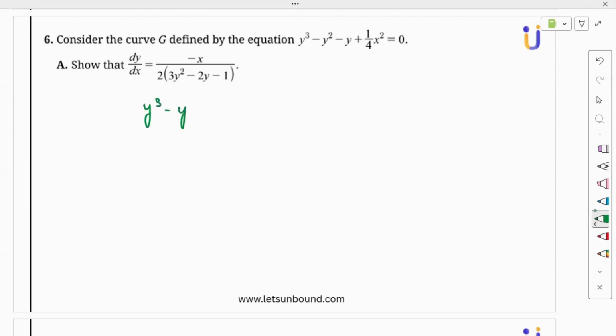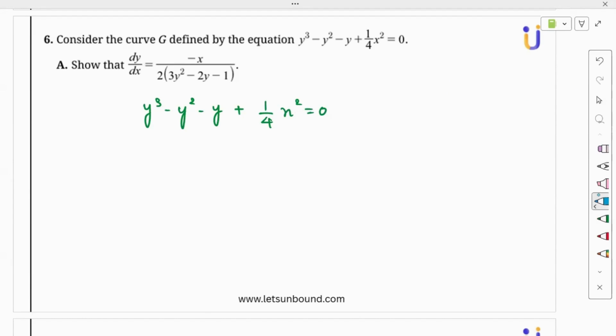Write y cubed minus y squared minus y plus 1/4 x squared equals 0 and start differentiating. We are differentiating with respect to x. For example, the general formula we learned is d by dx of sine x is cos x. But this time, what if you have sine y, something made up of y? You should be careful, it's not like the actual formula.